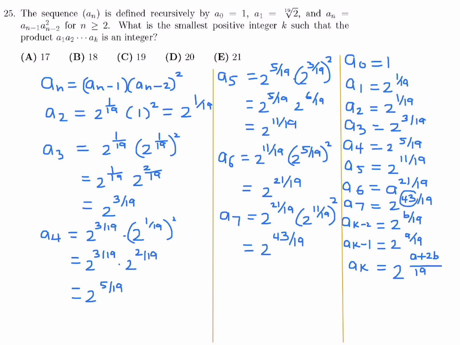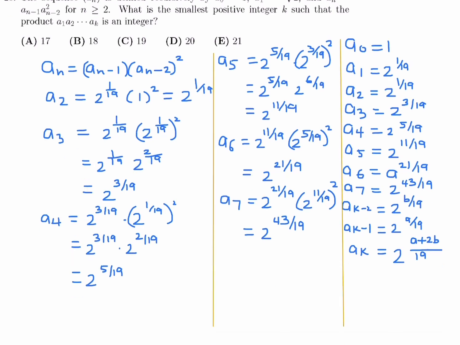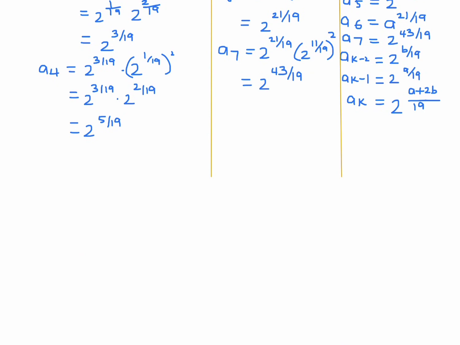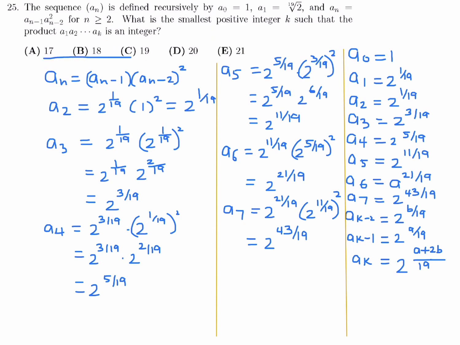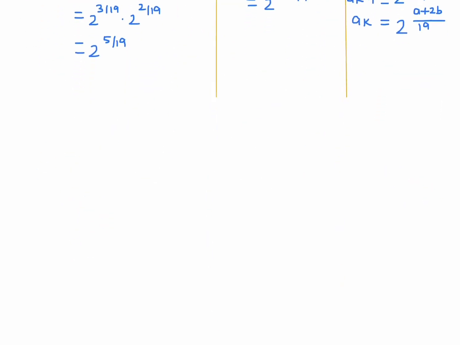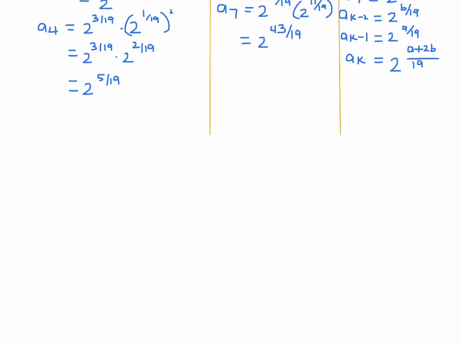And you can test that out. For example, this one was 21 plus 2 times 11, which is 43. And this one was 11 plus 2 times 5, which is 21. So this is really our formula, where the one before it, a_{k-1}, is a over 19, and a_{k-2} is b over 19. All right, so based on that, let's create more of an extrapolation. Now the answer choices go up to 17, all the way from 17 to 21, so they're making us work a little bit, but that's okay. We've got time, we can do this.